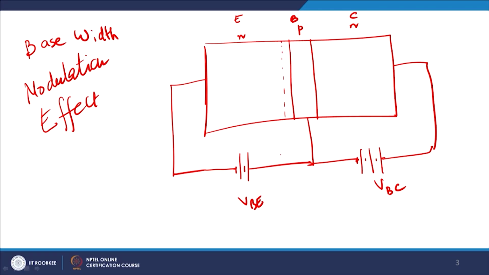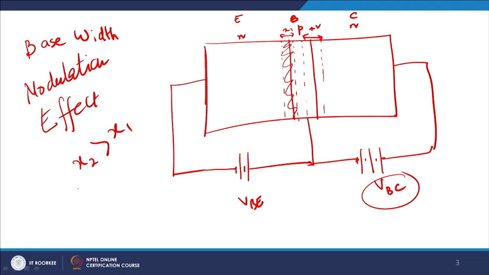Now, you see, because of VBE there will be a thin depletion region here, but since it is forward biased it will be very thin in dimensions, whereas because of VBC I will expect to see a larger depletion width here, fine. So, if this is say x1, and this is x2, then obviously x2 will be larger than x1, because your base collector is reverse biased and your emitter base is forward biased, fine.